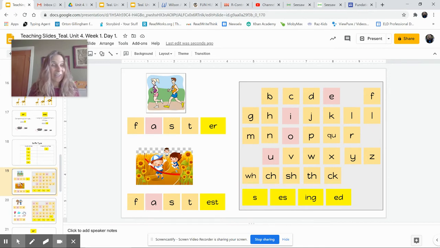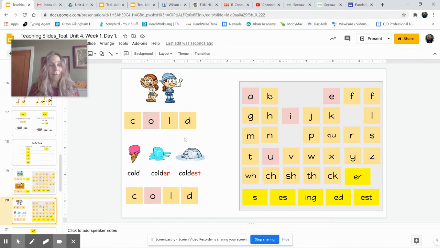Okay, let's take a look at one more. Oh no, she looks so hot. She's wearing shorts and flip-flops and a tank top. She's sweating. And then look at her. She's so cold. So this girl is colder than this girl. There's two girls, and this one is colder. So I'm going to use the suffix ER.